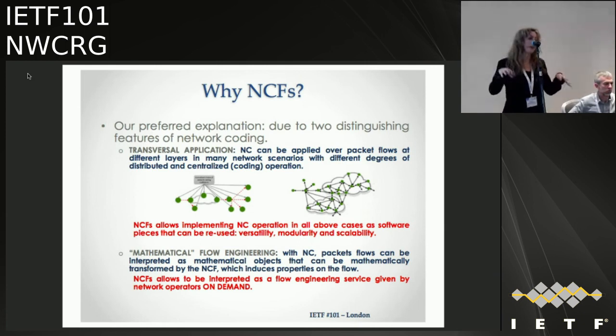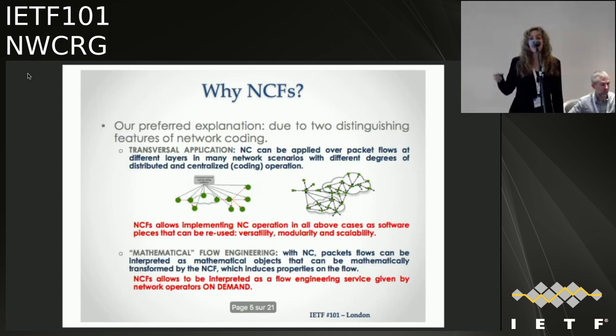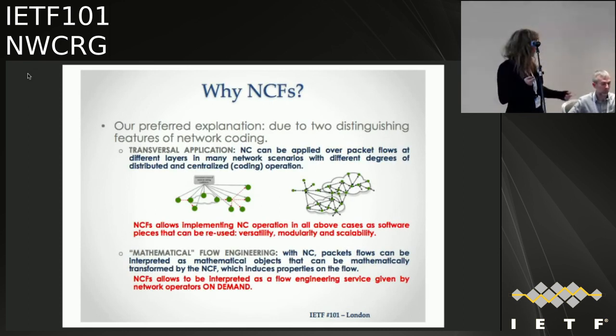As we know, you look at it from the symbol perspective, the micro symbol perspective. We can also see it in the flow sense. So you can see that network coding will transform the flow mathematically and induce properties in this flow. If we have this perspective, and if we design network coding functions, it would allow us to interpret the network coding function as a flow engineering service, which can then be given by network operators and possibly on demand. So this is why, in our case, we do have use cases.